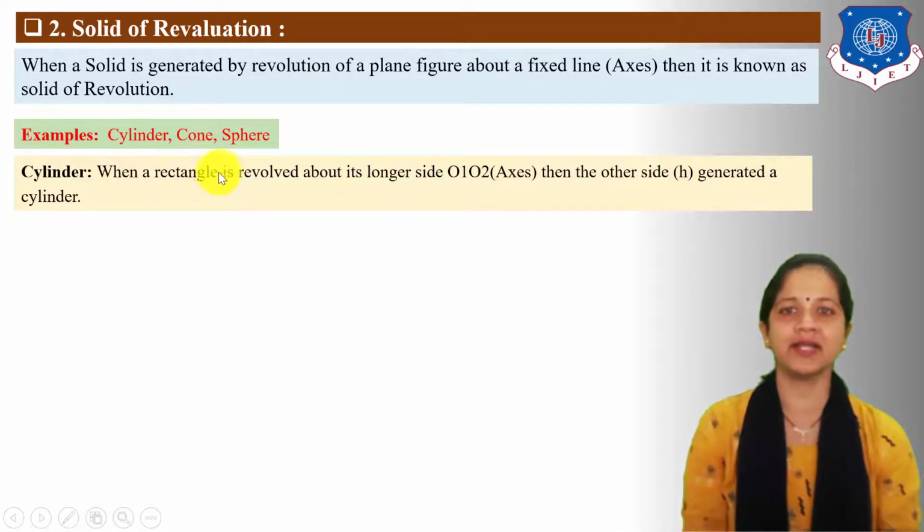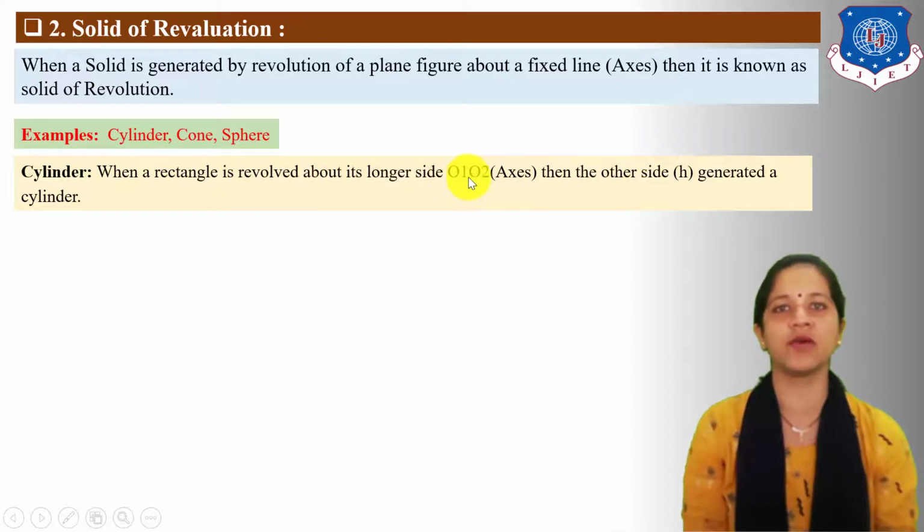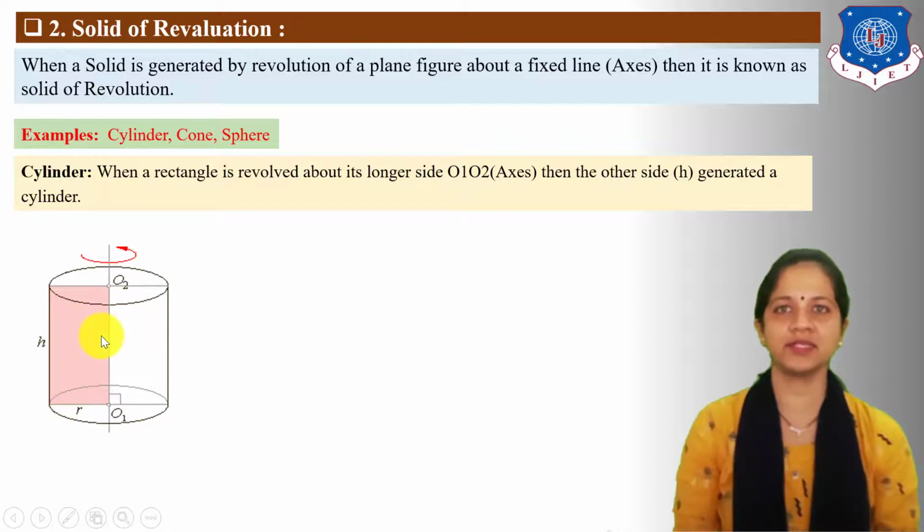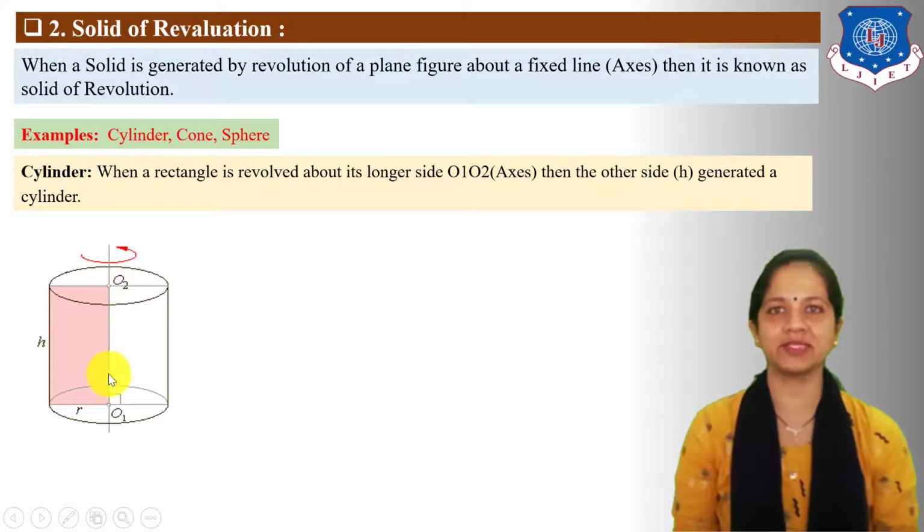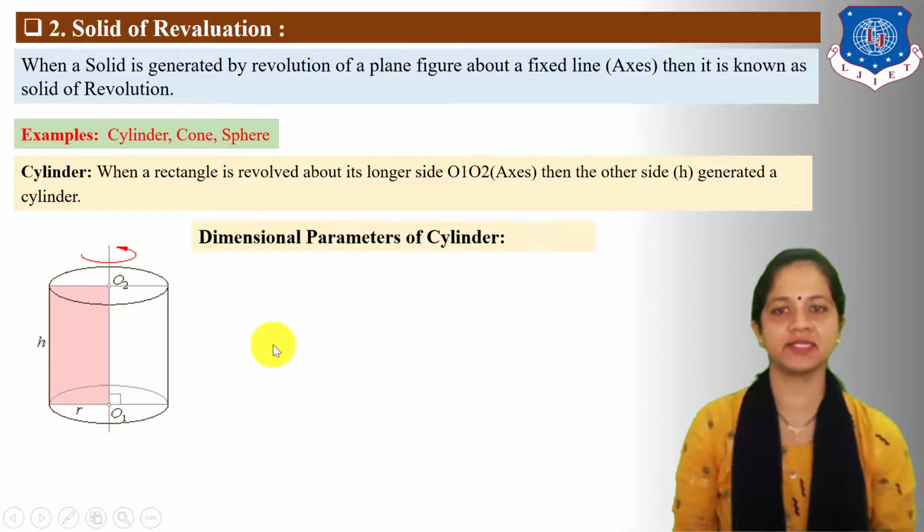When a rectangle is revolved about its longer side O1, O2 or axis, then the other side H generates a cylinder. Here you can see this rectangle is revolved about O1 axis, then this H side generates a cylinder. Next, let us understand dimensional parameters of cylinder.